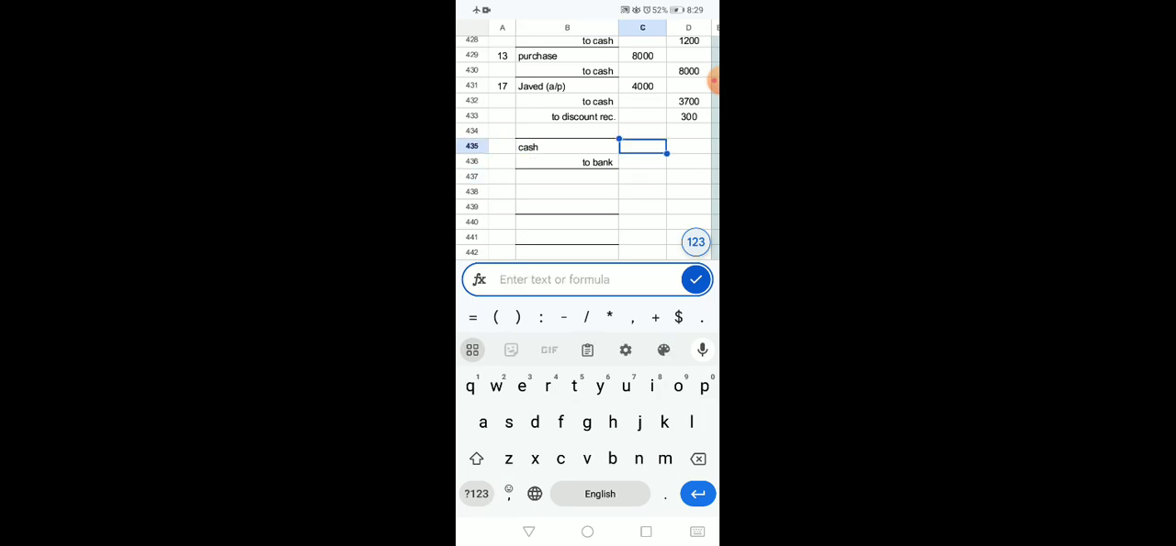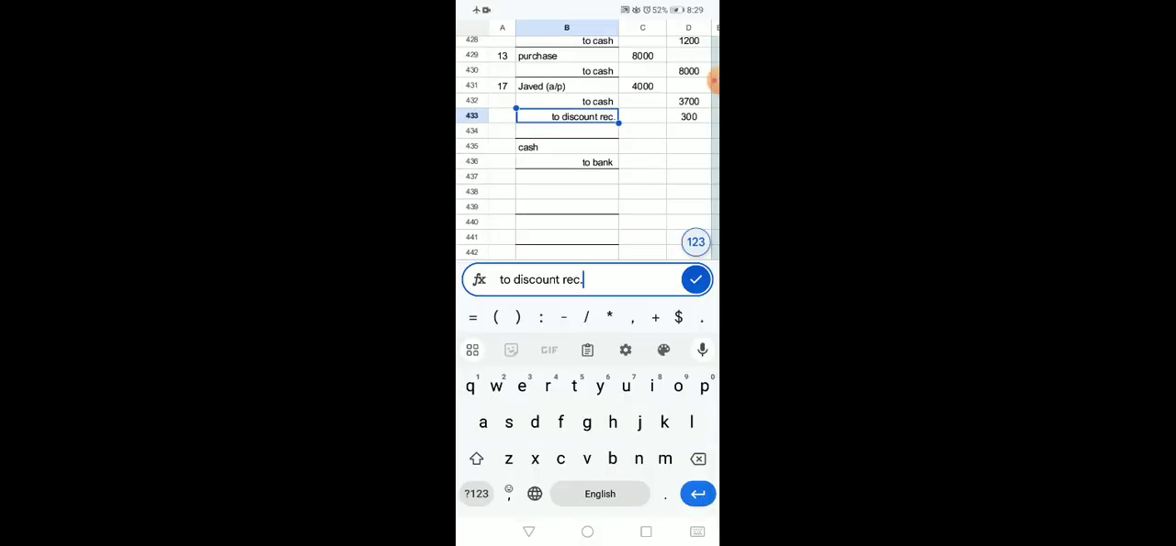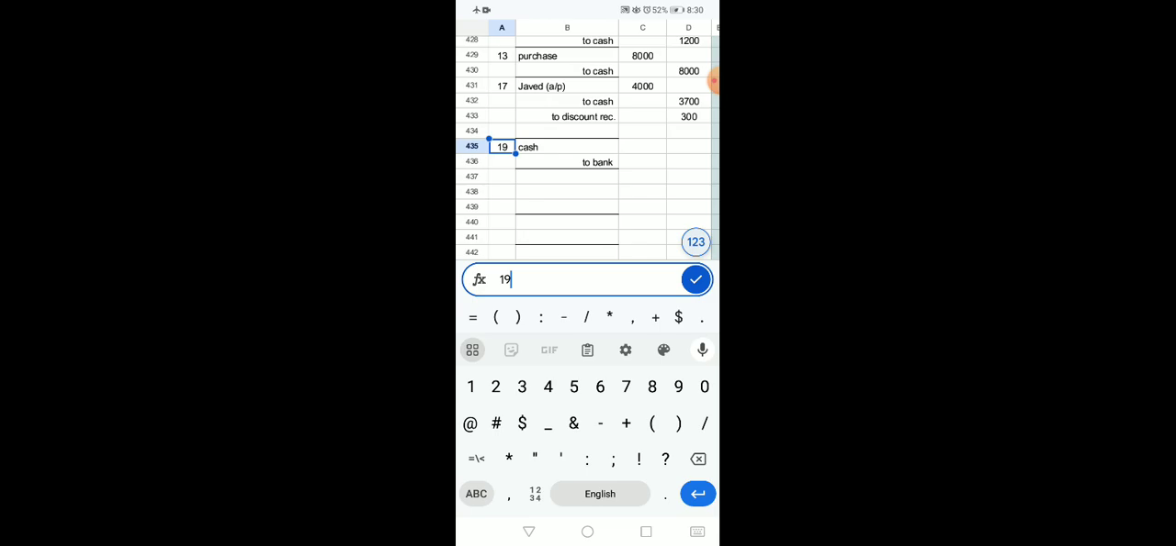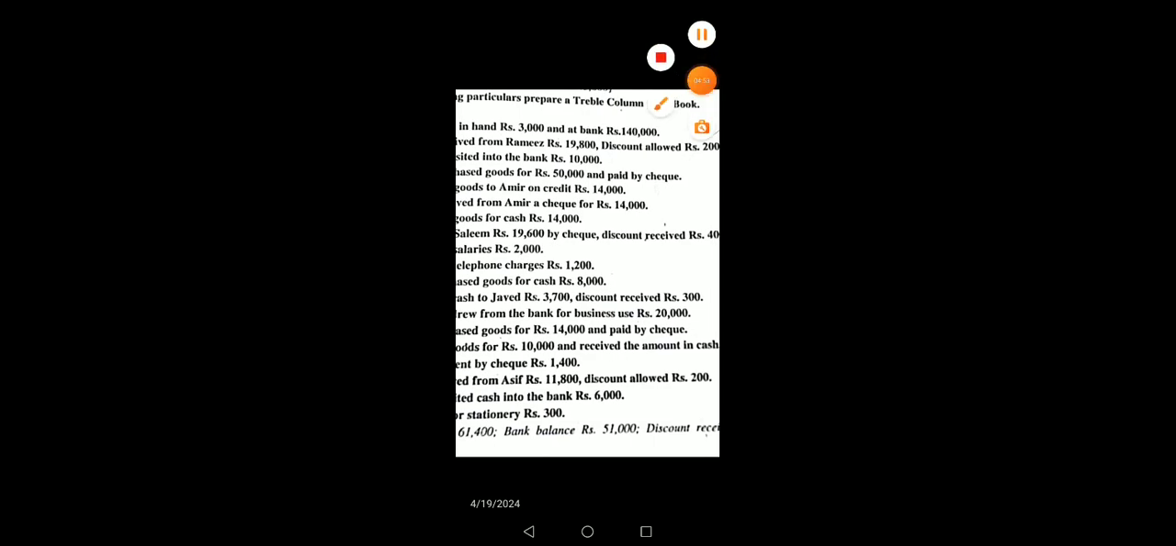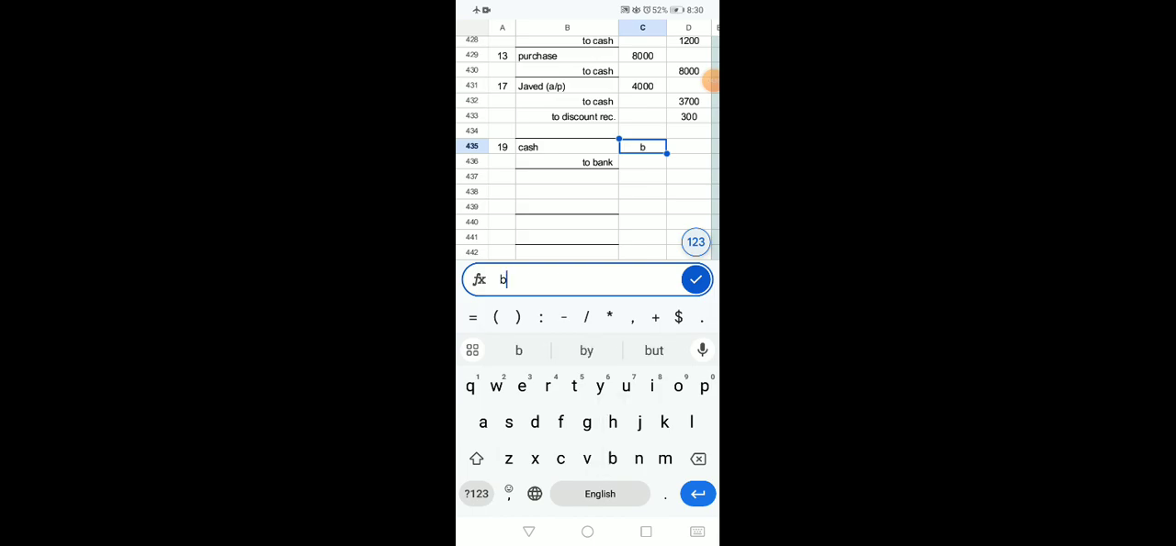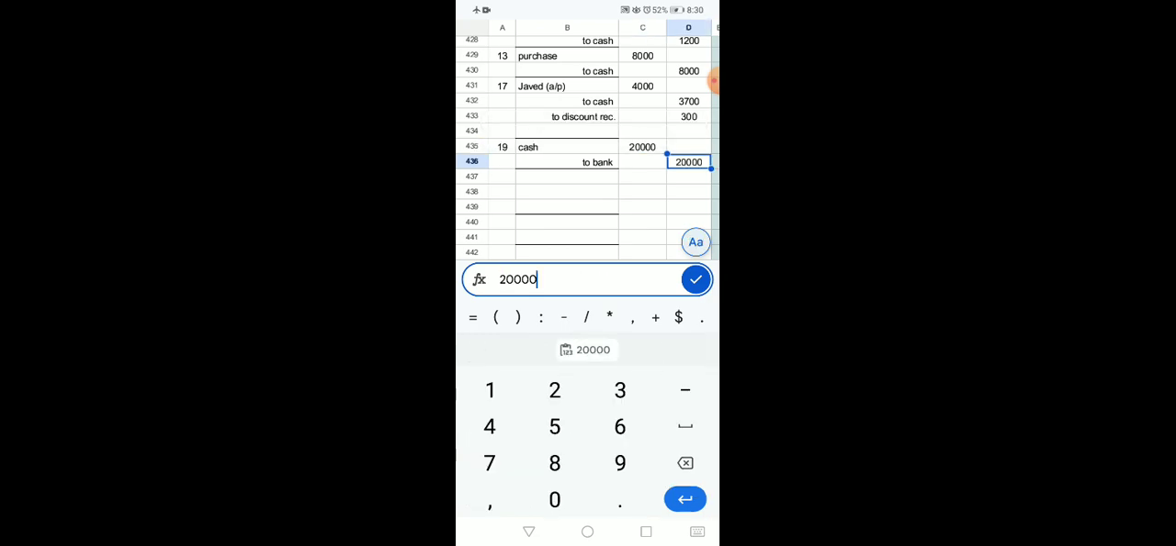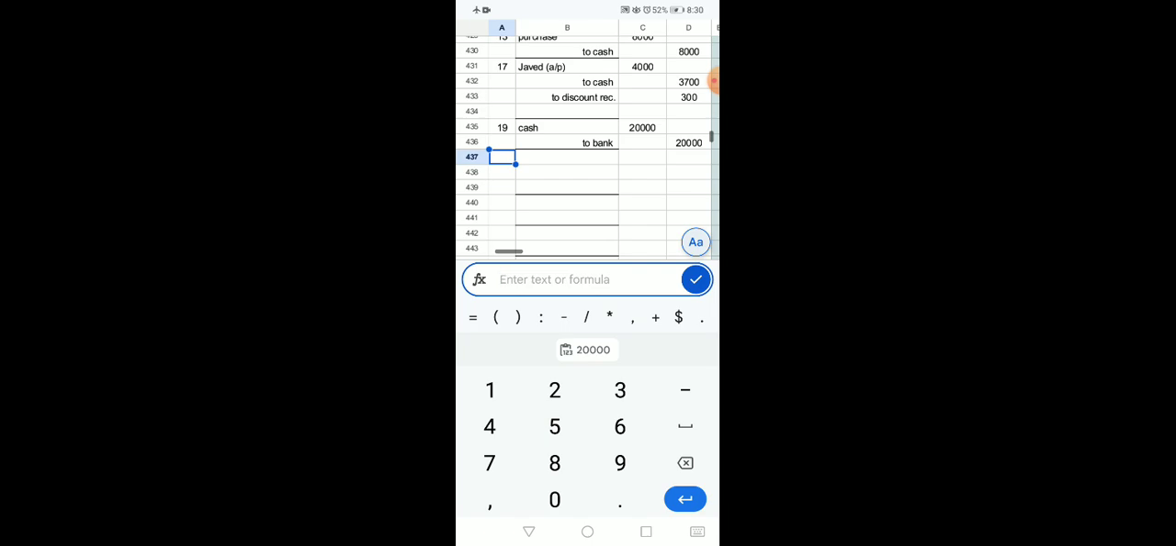Let's see what the entry date was. After 17, the date was 19, so you will mention 19 here. Now let's see, the amount drawn from the bank is 20,000. So here you will mention the amount 20,000 on the debit side, and the same amount you will write on the credit side. Entry number 19 has been completed.